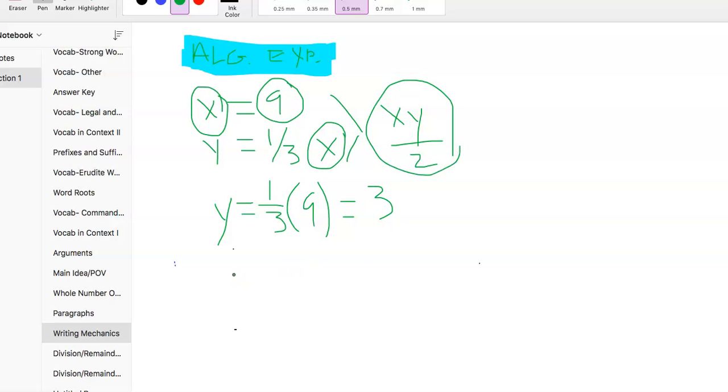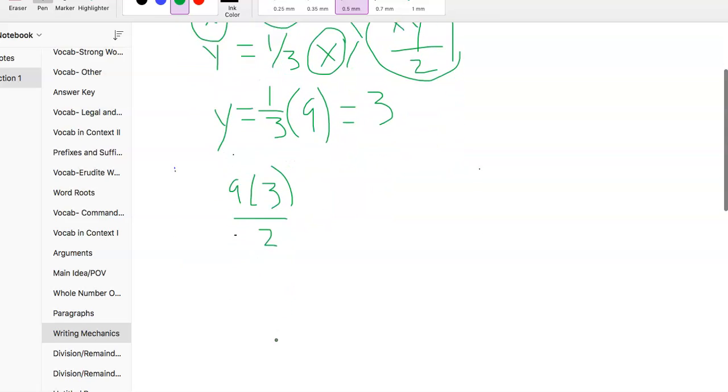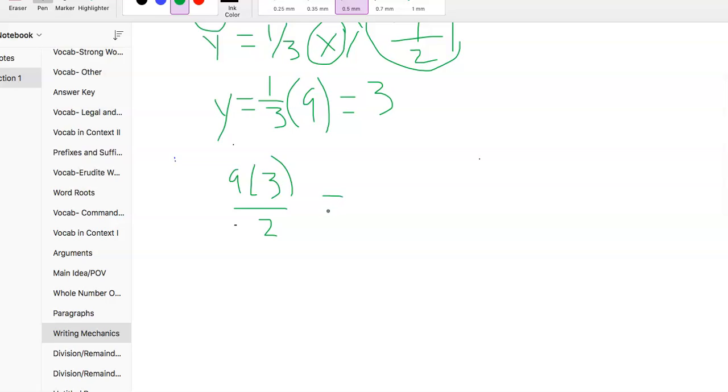So now we know x is 9, y is 3, divided by 2. 9 times 3 is 27, divided by 2. And 27 divided by 2 is 13.5. That's the answer.